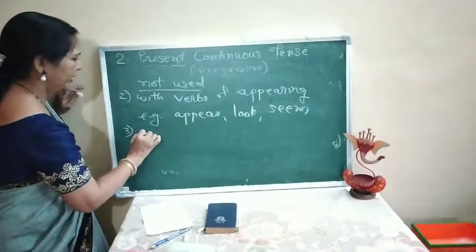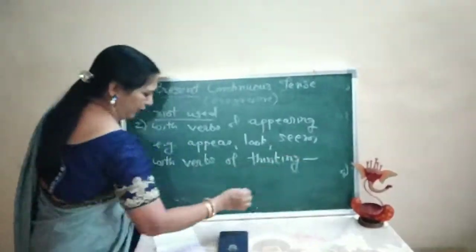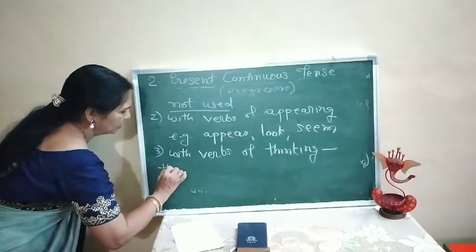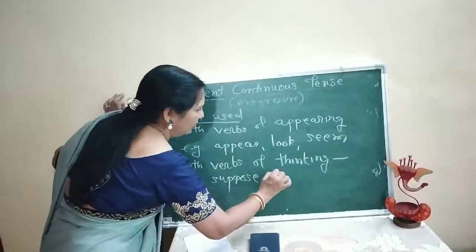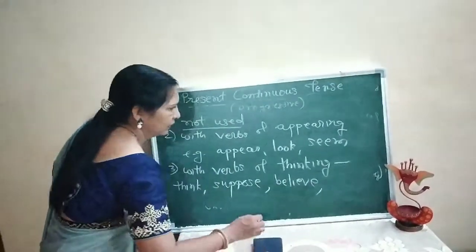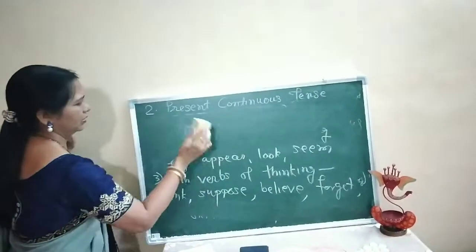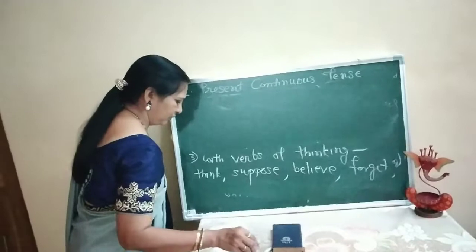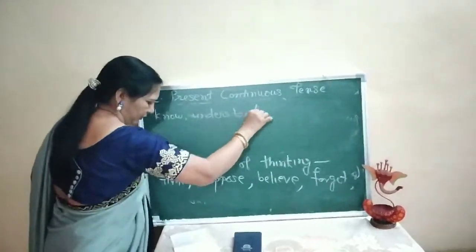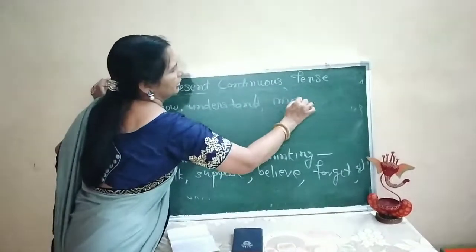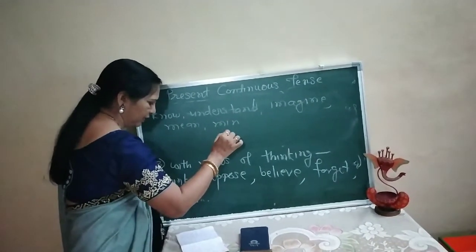Now number three, with verbs of thinking. Now there are many verbs. There is a long list of the verbs I would like to give you. Think, suppose, believe, forget, know, understand, imagine, mean, and mind.